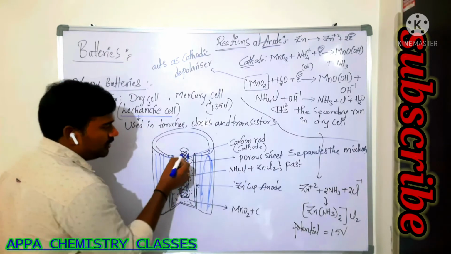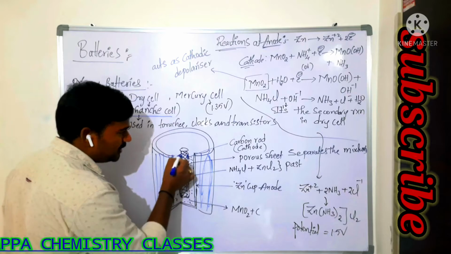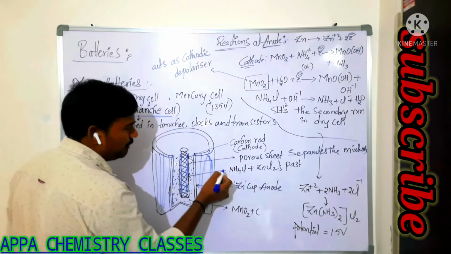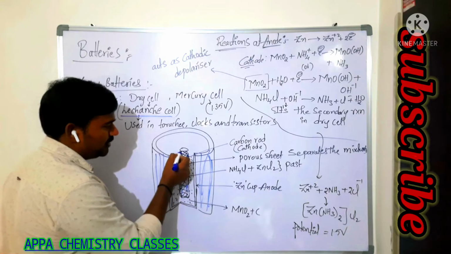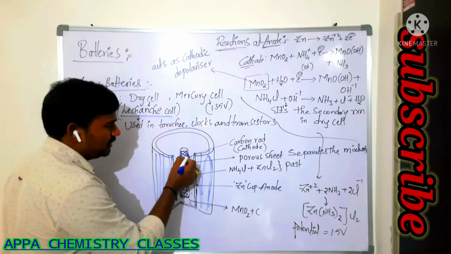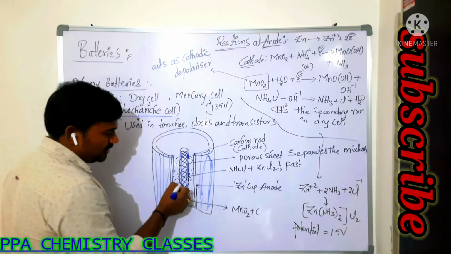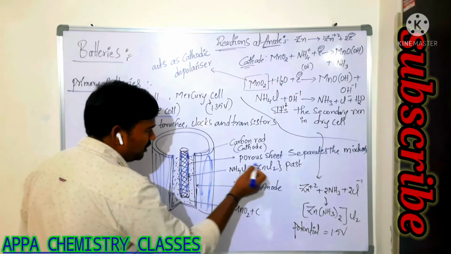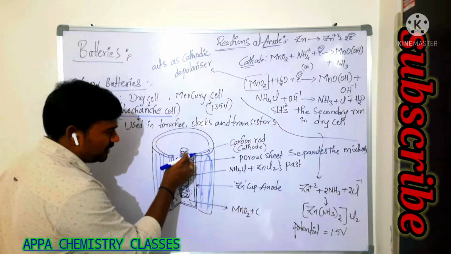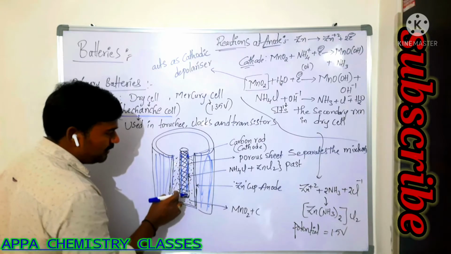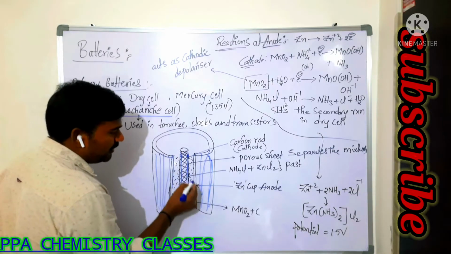Now here, the carbon rod is surrounded with a paste of ammonium chloride and zinc chloride. The complete carbon rod is surrounded with a paste of ammonium chloride and zinc chloride, which is separated by one porous part, and after that we have the what?